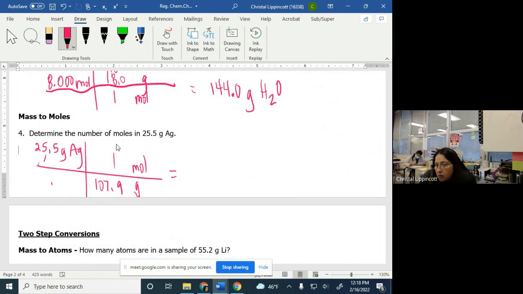And I'm going to divide now. So 25.5 divided by 107.9. That's going to give me 0.236 moles of Ag.